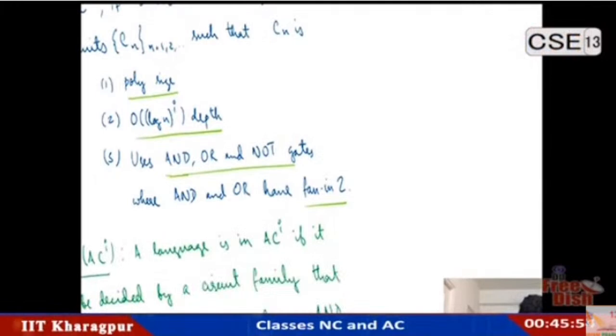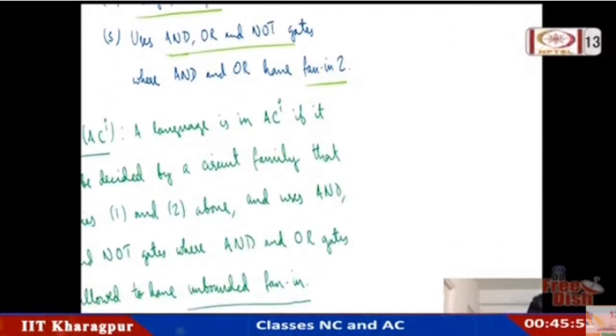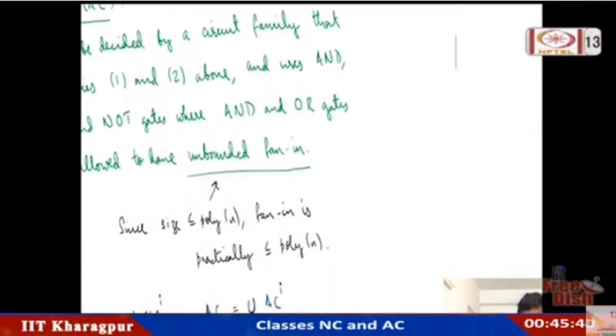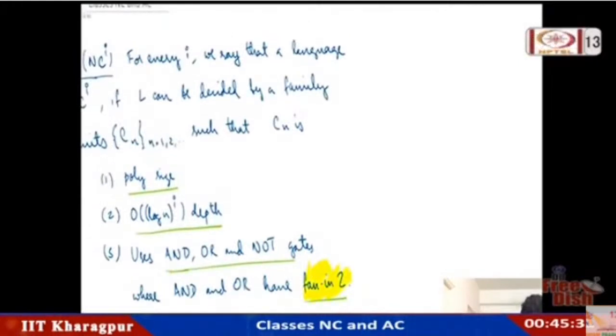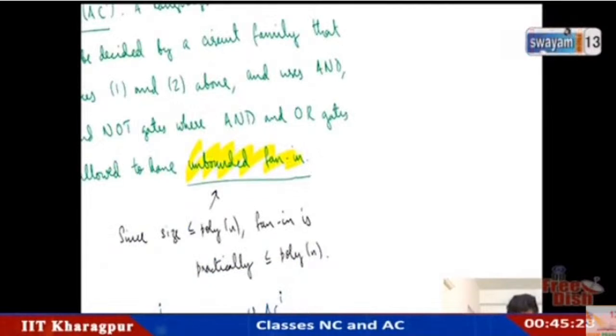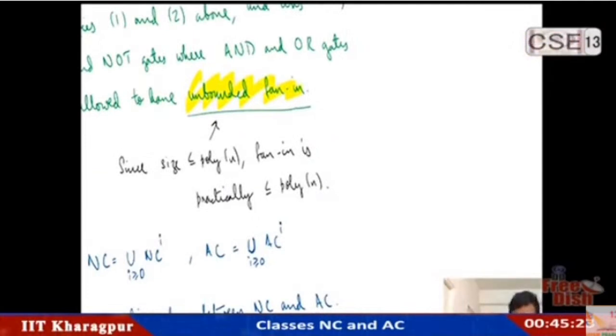And AC^i is a similarly defined class. Everything is the same, except that the AND gate and OR gate can have unbounded fan-in. This is the main difference. So here they have fan-in 2 in the case of NC, but in the case of AC, they can have unbounded fan-in, right? And unbounded really means it is enough to have fan-in polynomial in n, because size is itself polynomial in n. So practically the fan-in could be polynomial.